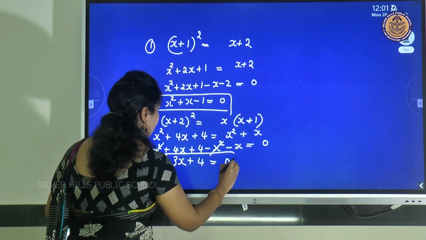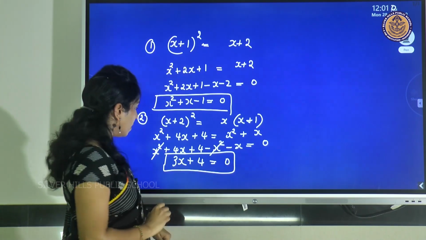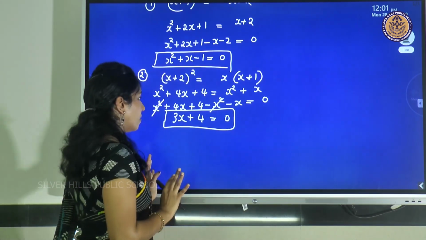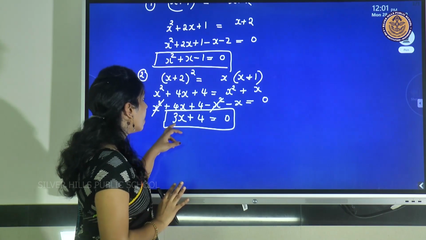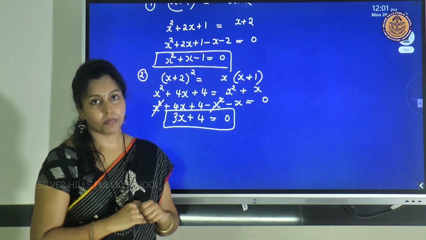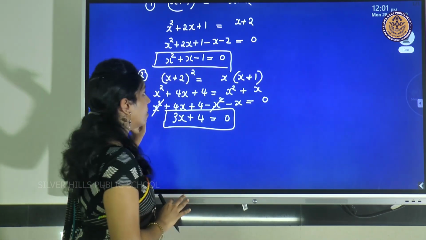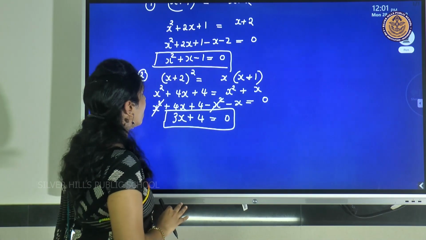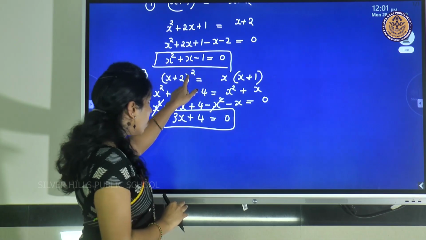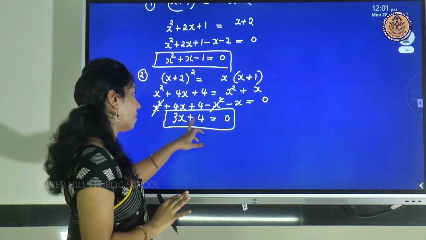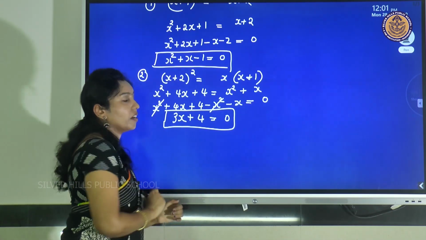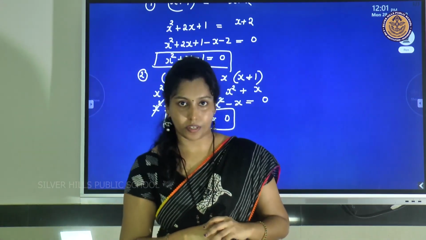This is the simplified one. Now tell me whether this is a quadratic equation or not. It is not quadratic. Why? Because here the highest power of the variable is 1. So we conclude the second one is not a quadratic equation, but the first one is a quadratic equation. So by seeing these two, don't jump to the conclusion that it's quadratic. We simplify and then conclude whether the given equation is quadratic or not.